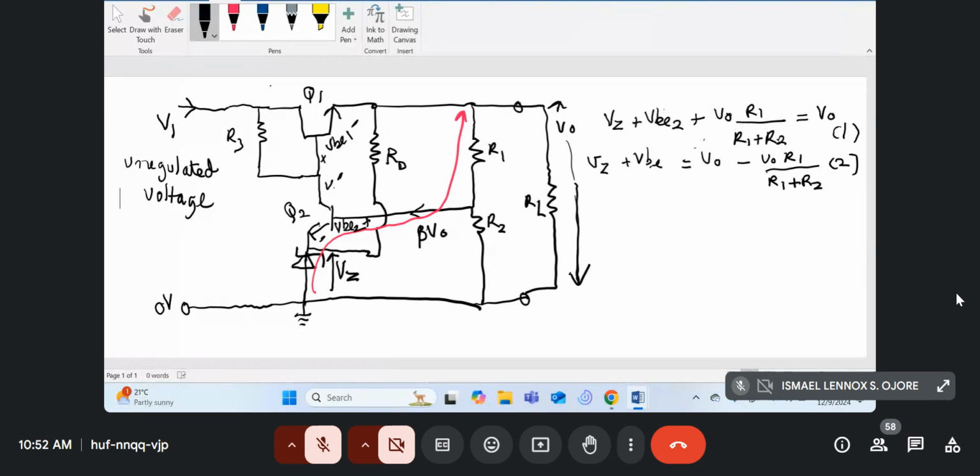Excuse me. Yes? Should it be R2 R1 plus R2? Should it be R2? No. The drop.